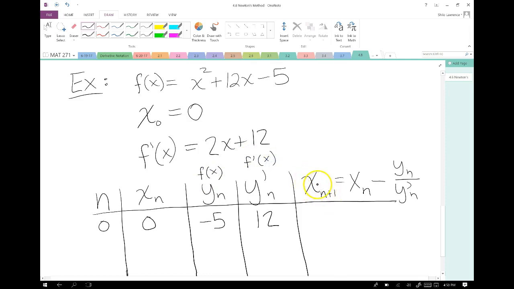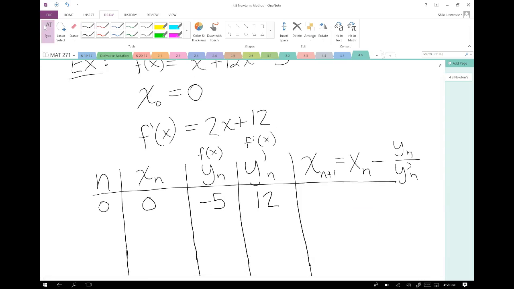Now I want the x-intercept of the tangent line that I would have drawn at x equals 0. Now we don't need to draw the picture. We don't need to actually figure out what the equation for that tangent line is. We just need the x-intercept. So Newton's method cuts out all that middle work for us and just goes straight to that x-intercept equation.